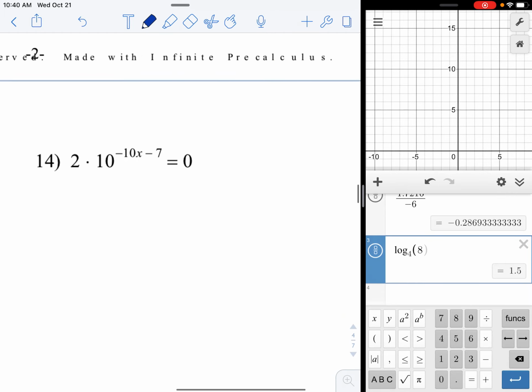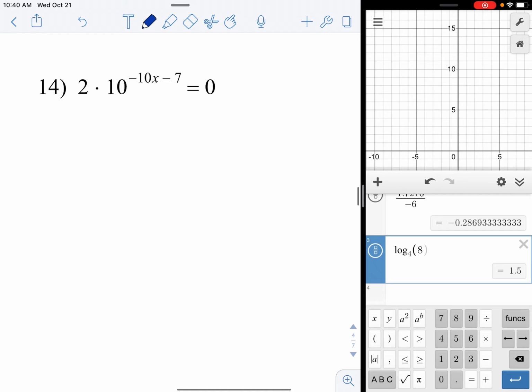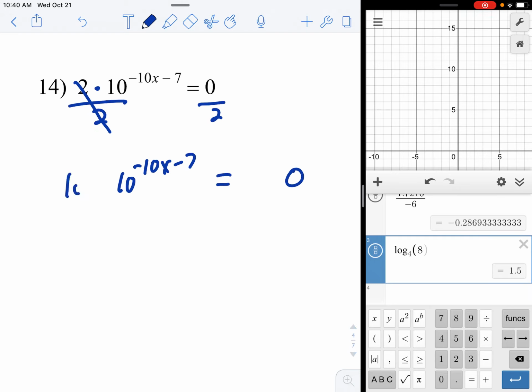All right, let's do number 14. So I have 2 times 10. I can't multiply that and get 20. I have to divide the 2 to cancel it out. And of course, 0 divided by 2 is still 0. Now to cancel out a base 10, I need to take the log base 10 of both sides. You can use base 10 or you can use the common log. This cancels out. Negative 10x minus 7 equals.